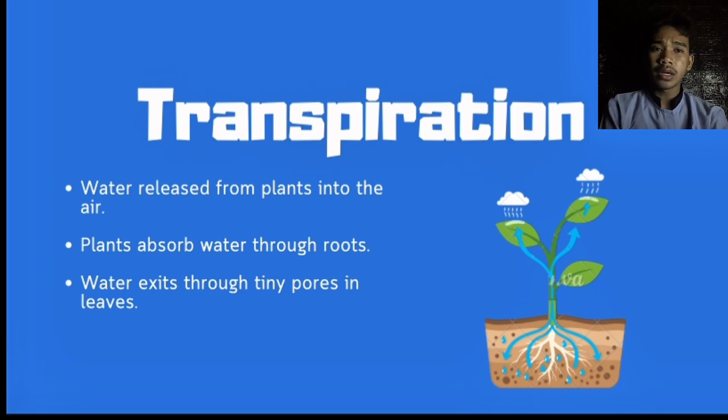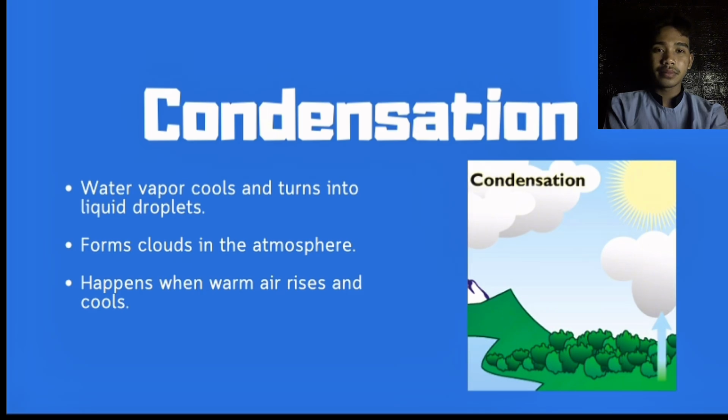Once water vaporizes into the atmosphere through evaporation and transpiration, the next process begins, which is condensation. Condensation occurs when water vapor cools down and changes back into liquid water. As warm air rises higher into the atmosphere, the temperature becomes cooler. Because of this cooling, the water vapor turns into tiny droplets of liquid water. These droplets gather together to form clouds.